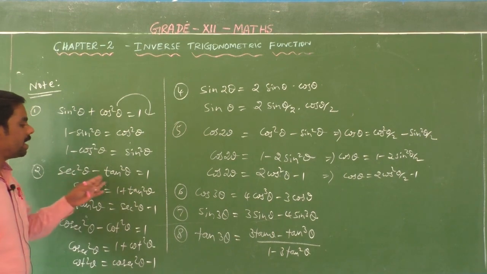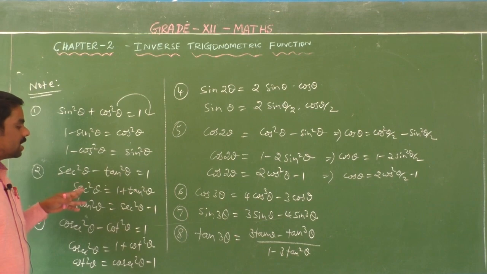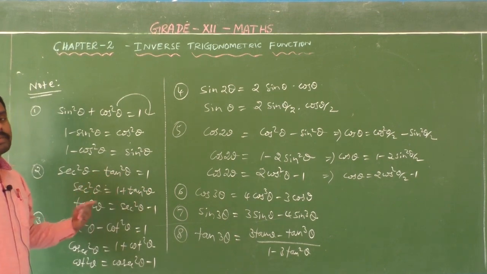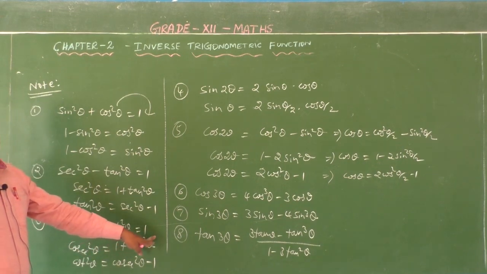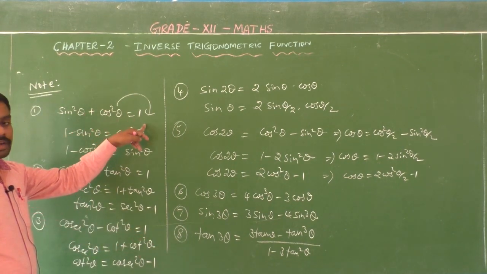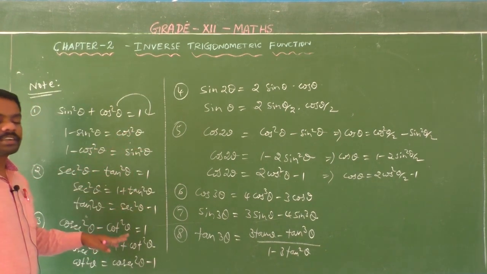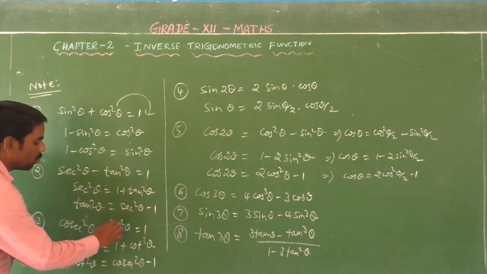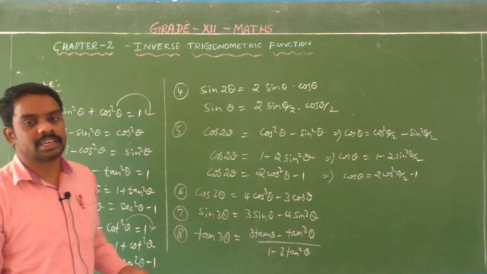Next, secant square theta minus tan square theta equal to 1. Similarly, which implies secant square theta equal to 1 plus tan square theta, or tan square theta is equal to secant square theta minus 1. Okay, right. Next, third one, cosecant square theta minus cot square theta equal to 1, which implies cosecant square theta equal to 1 plus cot square theta, or cot square theta equal to cosecant square theta minus 1.